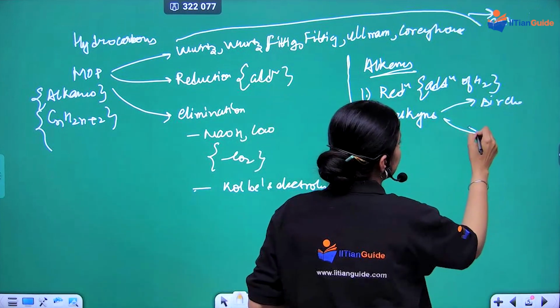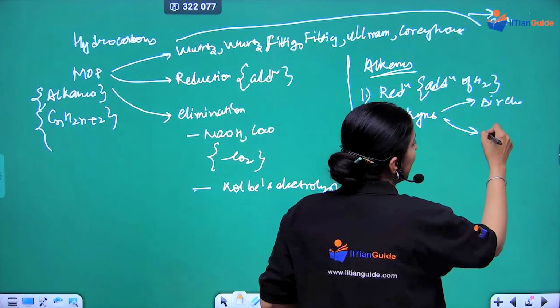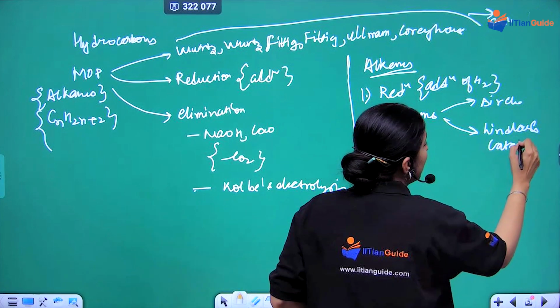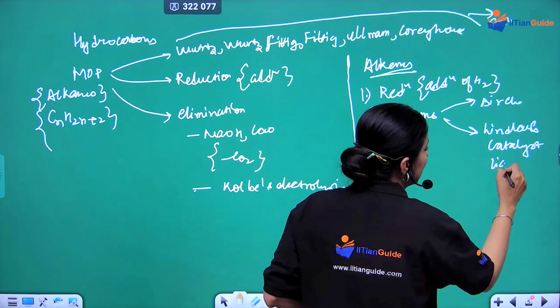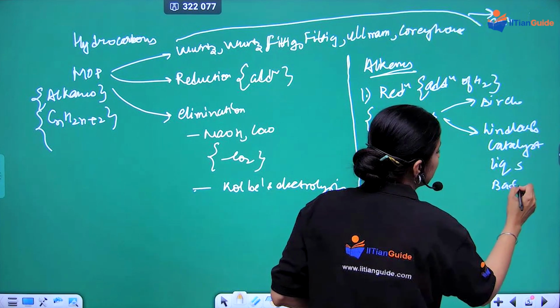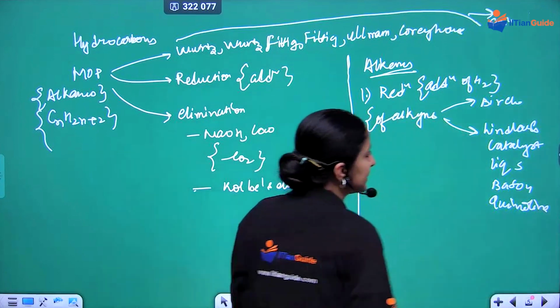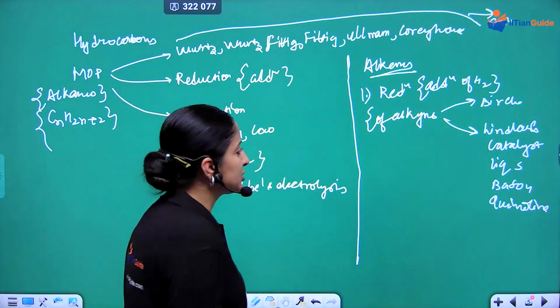Birch reduction, right? Then you have your Lindlar's catalyst, very important. Lindlar's catalyst has to be poisoned. Anything you want to poison, you put liquid sulfur or barium sulfate, right? Or quinoline, they act as poisons to Lindlar's catalyst. Then you have Birch reduction also, right?